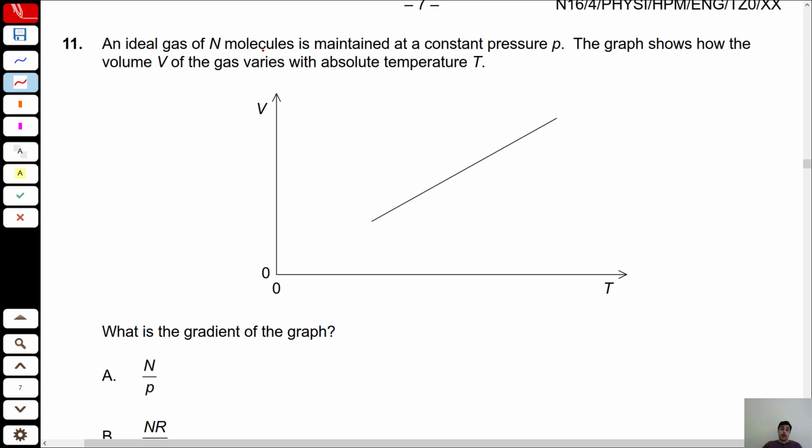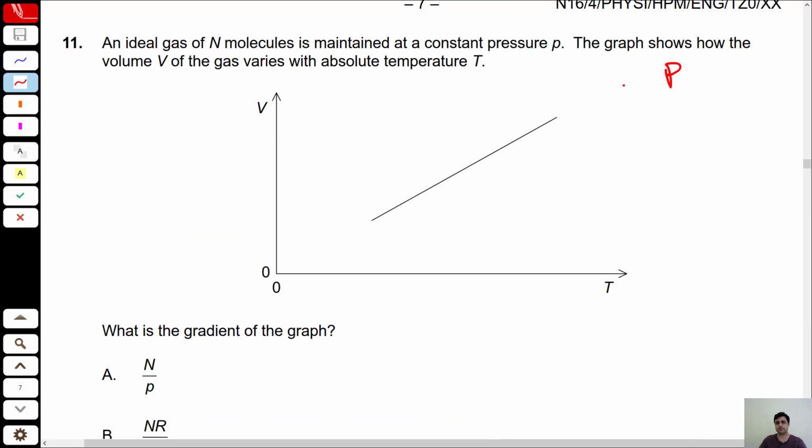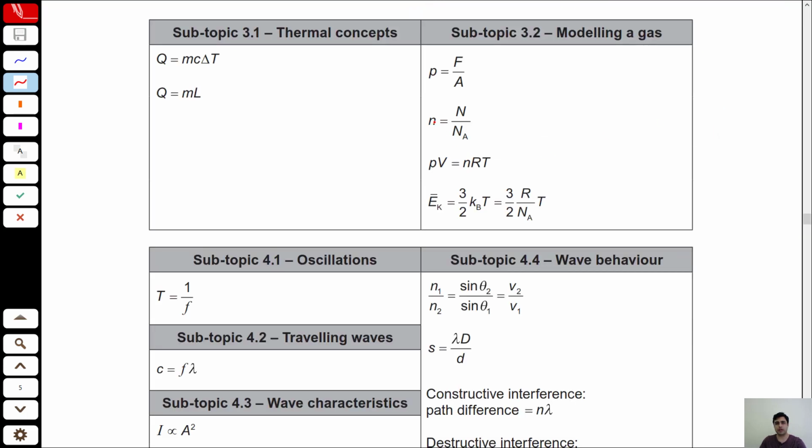An ideal gas of N molecules is maintained at a constant pressure P. The graph shows how the volume V of the gas varies with absolute temperature T. So this has to do with an ideal gas. Let's write down all the equations of an ideal gas. The first equation for an ideal gas that we use is PV equals nRT.